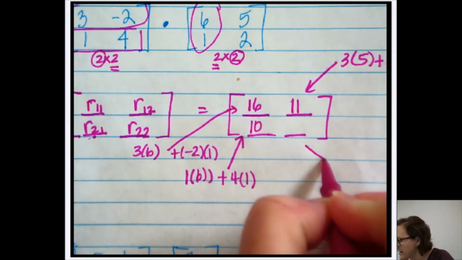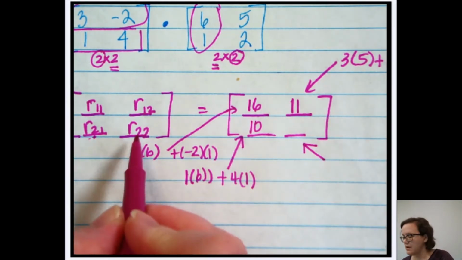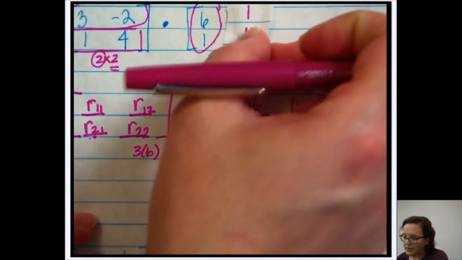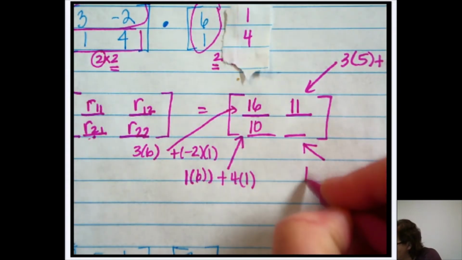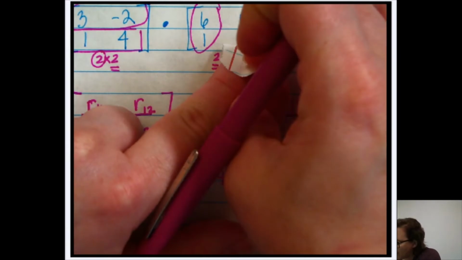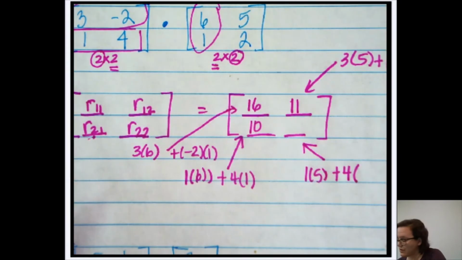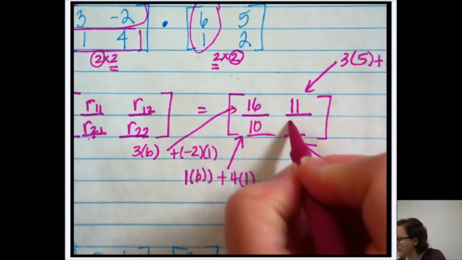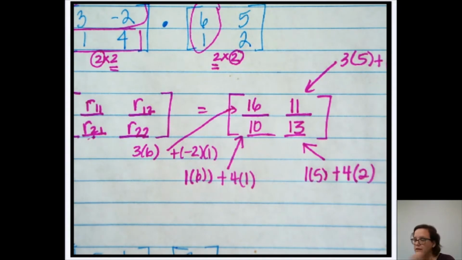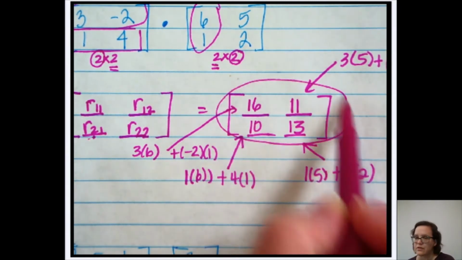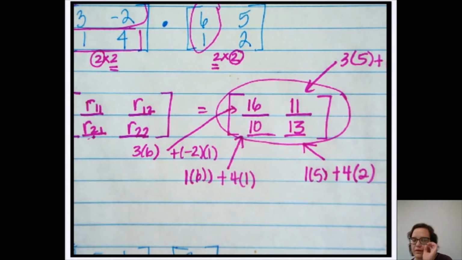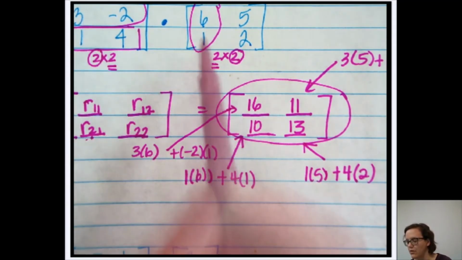And then to get that last element, we take the second row, second column. So we take this 1, 4 and we lay it on top of the 5, 2. So we're going to take 1 times 5 and then add that to 4 times 2. And so we get 5 plus 8, which is 13. And so that is our resulting matrix. Okay. So that's why the rows have to match the columns. And that's in the first matrix, the columns have to match the number of rows here so that they can go on top.